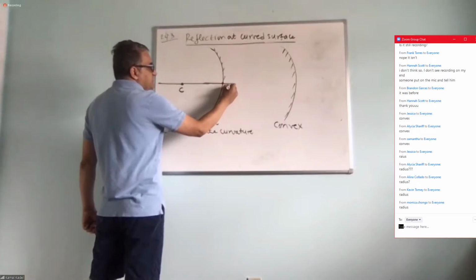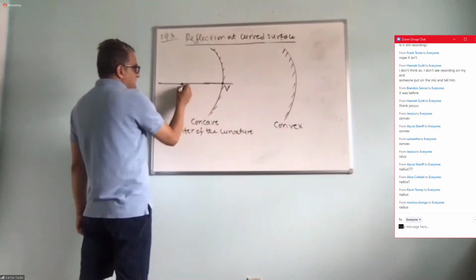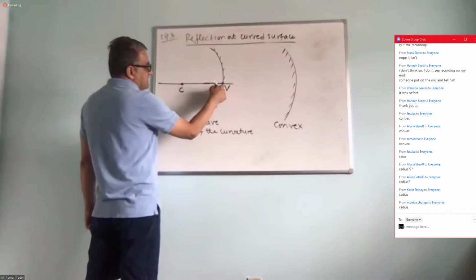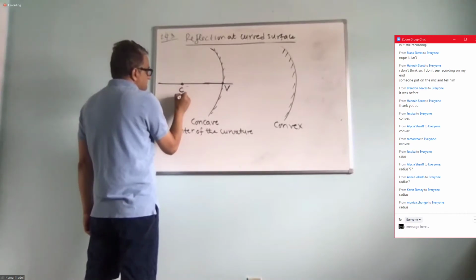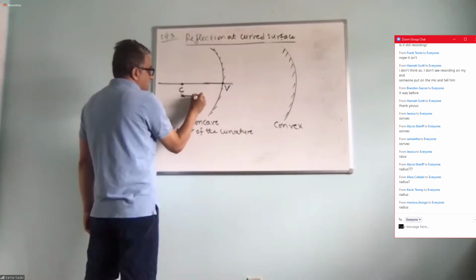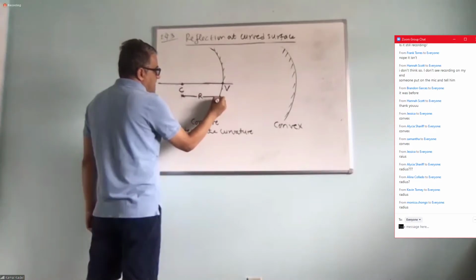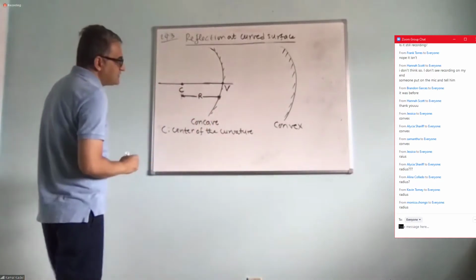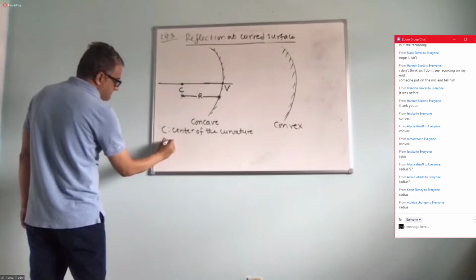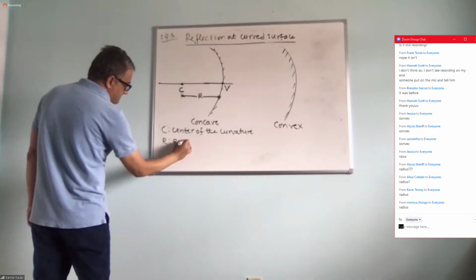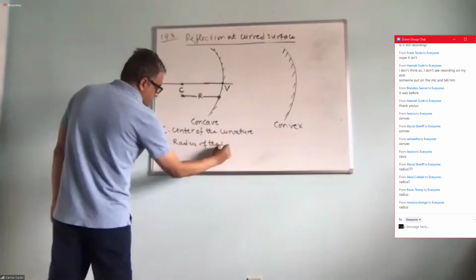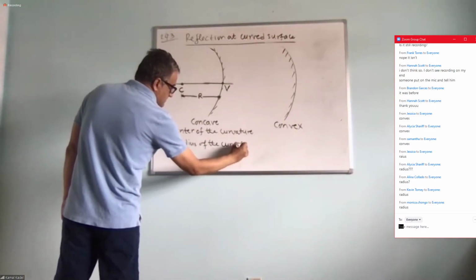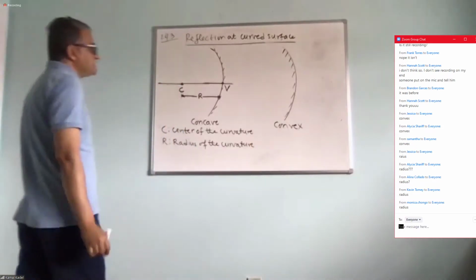And we said this point is V, right? And this is the radius of curvature. So that means from this point to that point, this is called R, and R is called the radius of curvature.